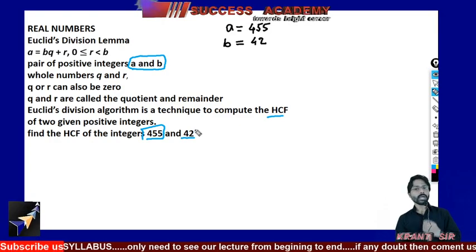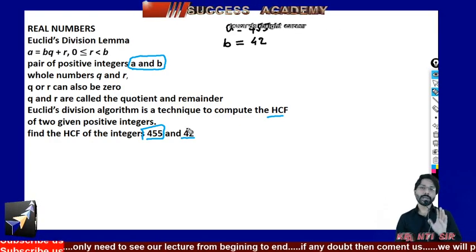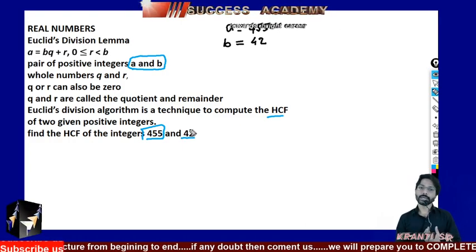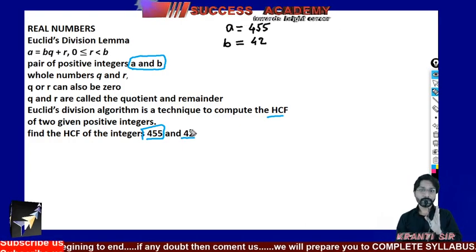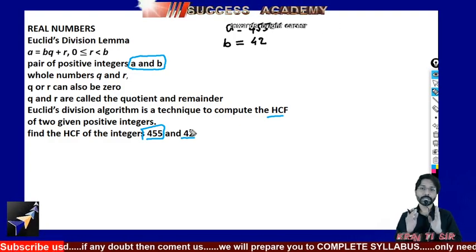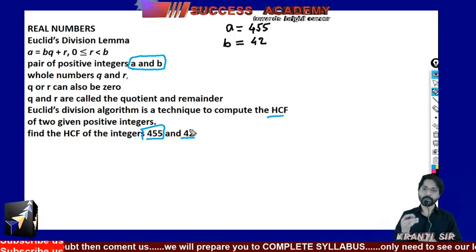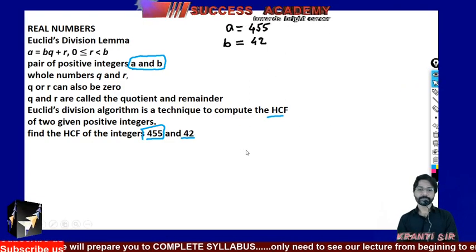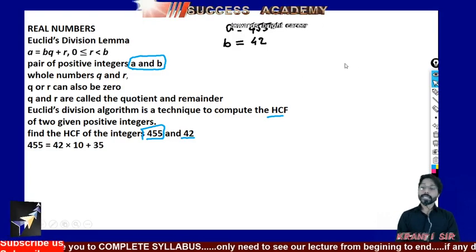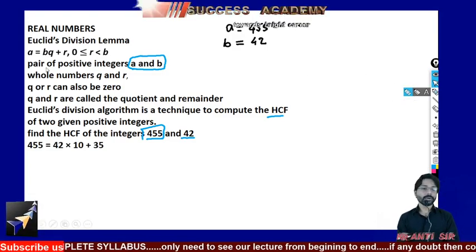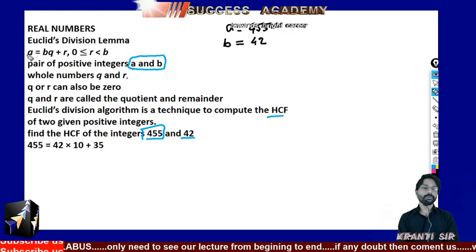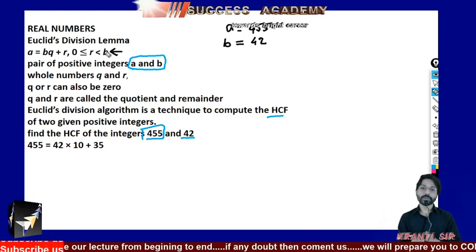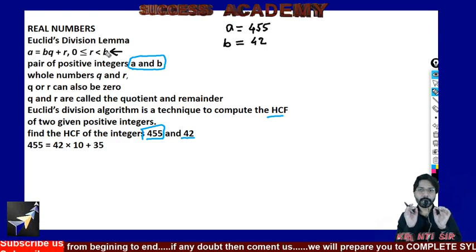Now the rest, Q and R, will be found out by yourself by doing the division method. The division you have to do in your rough part, because Euclid's division lemma method says only about the steps, and I am just showing you the steps. You have to write down in the format of this equation. These are the steps of Euclid's division algorithm.